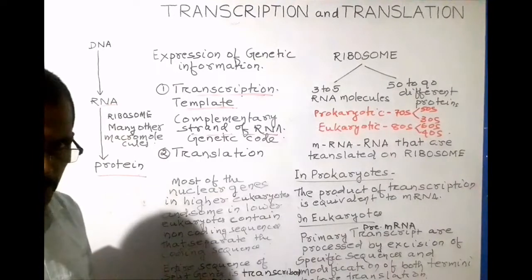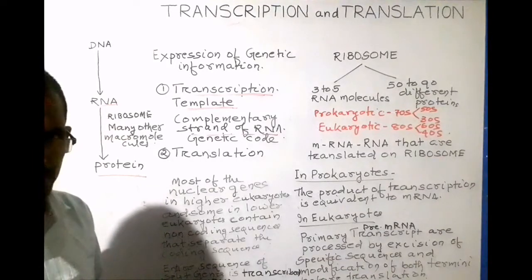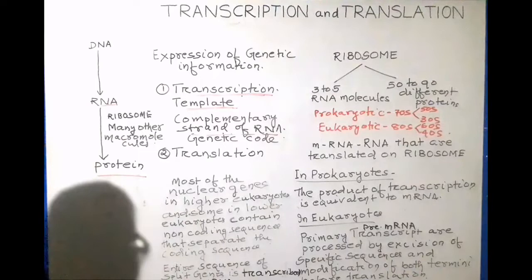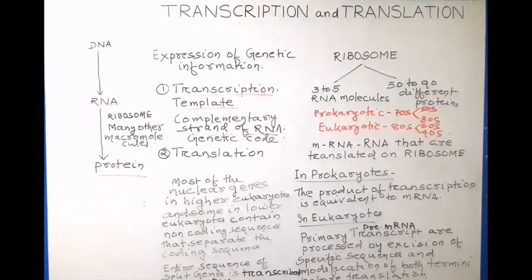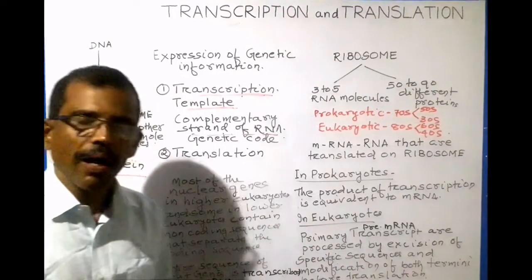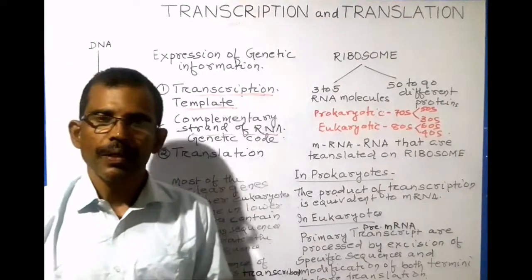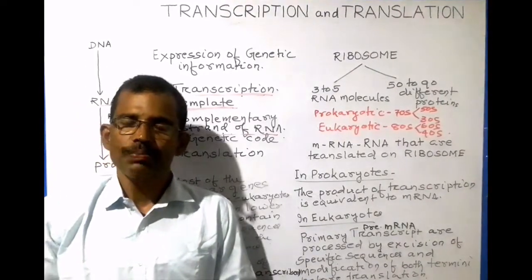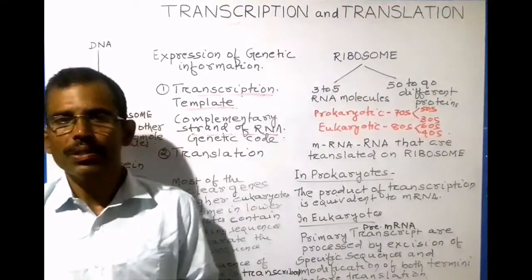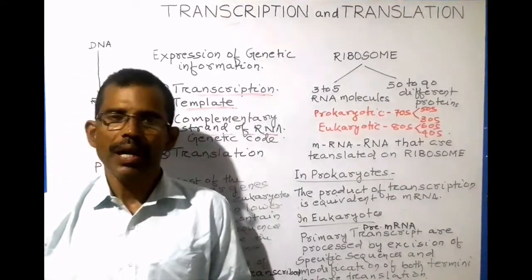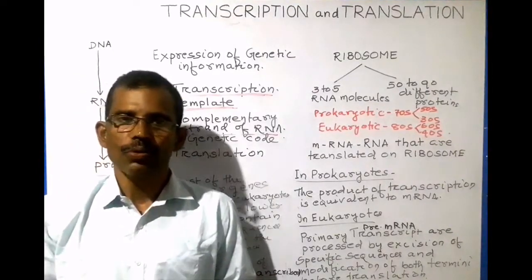In the second step, that is known as translation, the genetic information is transferred from RNA to protein. The transfer of genetic information from RNA to protein is governed by genetic code. The genetic code is a specification of amino acids by nucleotide triplets known as codons.